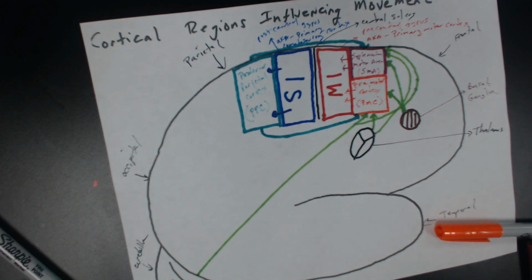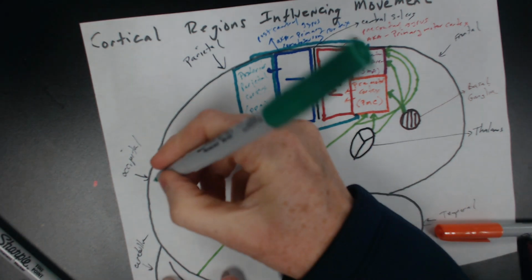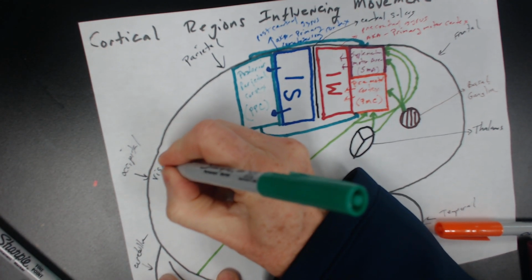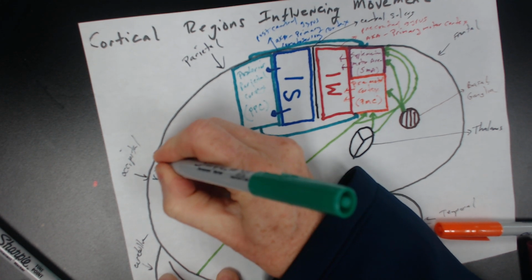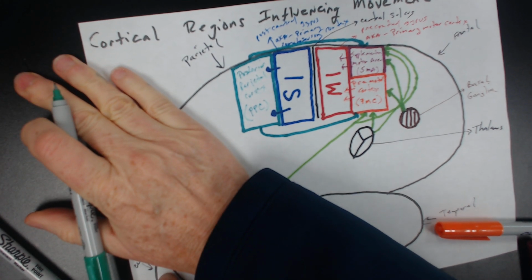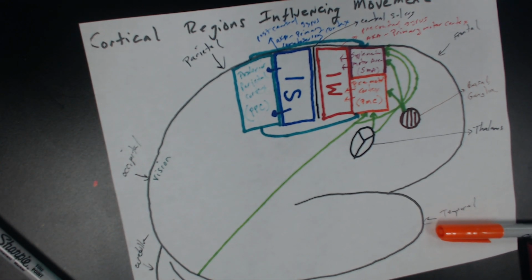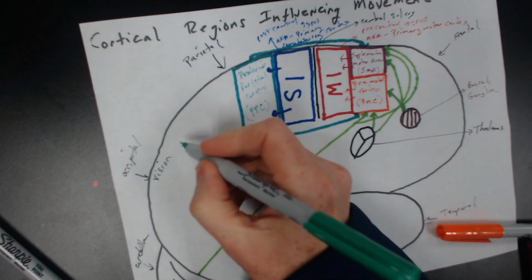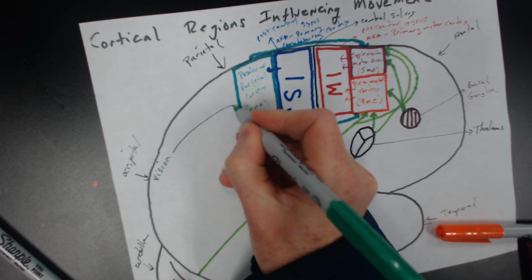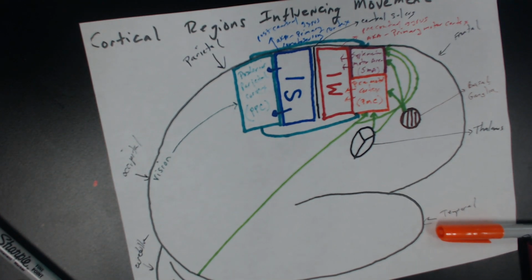Okay, and then there's one more thing that's going to influence movement. Let's see if I can do a different color. Back here in the occipital lobe, what kind of information is processed in the occipital lobe? So I just wrote it down, I'm going to cover it. Vision. Yeah, vision is processed here in the occipital lobe. You also have visual information coming in, and visual information is going to be processed in your PPC, or your posterior parietal cortex. Specifically, that visual information coming directly in.